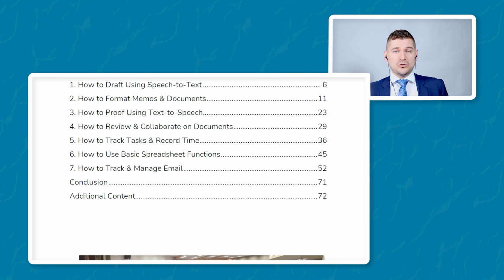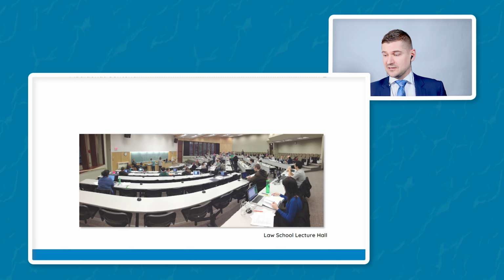And then the 7 individual skills that we'll be looking at: how to draft using speech to text, how to format memos and documents, how to proof using text to speech, how to review and collaborate on documents, how to track tasks and record time, how to use basic spreadsheet functions, and then how to track and manage email. So as you can see, it's all really practical. I'll be showing you that I have a table set out for each of these 7 items, which shows us who's going to be doing this, why, when, how, that kind of thing, to try to keep it really practical for you. And then finally, at the end, there's a little conclusion, and then some additional online content that I recommend you may want to take a look at.